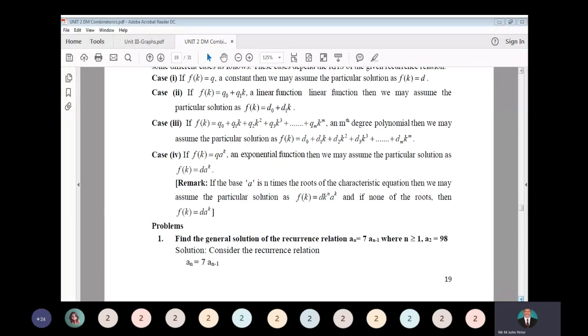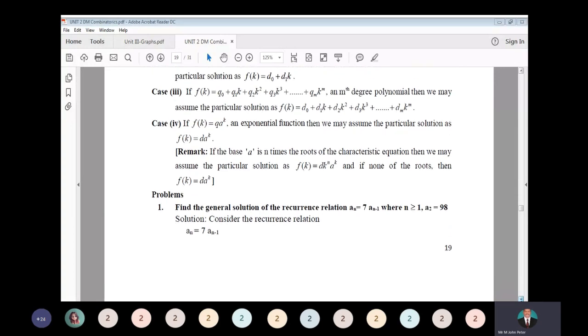So this special case, that if the base a, in f of k equal to d a power k, the base a is n times a root of the characteristic equation, then we may assume the particular solution as f of k is equal to d into k power n into a power k. Okay. So those kinds of problems we'll see in the problems, and you can understand.